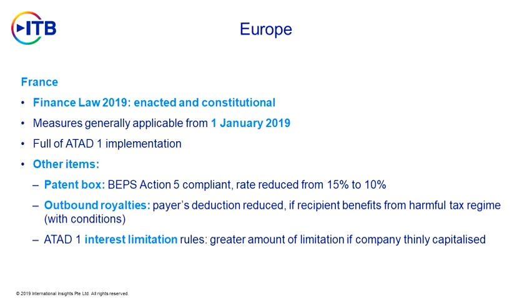There's an anti-abuse rule in regard to outbound royalties. Subject to conditions, the payer's deduction for outbound royalties will be reduced if the royalties are paid to a company which benefits from a regime which is considered harmful by the OECD. And yes, the law introduces interest limitation rules in accordance with ATAD 1, but it imposes a greater amount of interest limitation if the company is thinly capitalised.